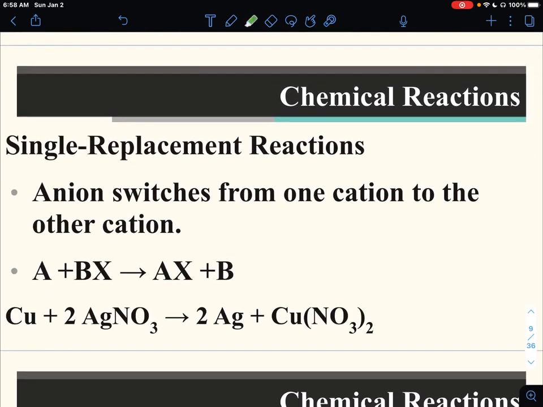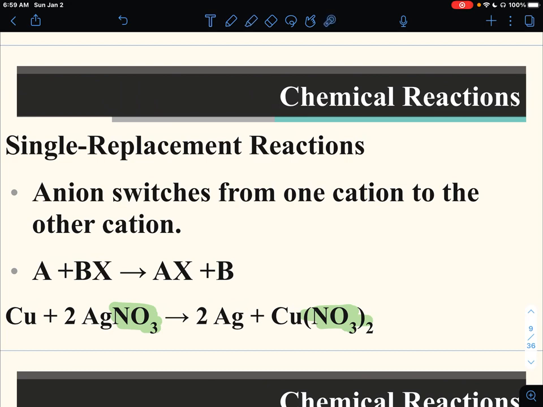Single replacement reactions. What's going to happen is that the anion switches from one cation to the other cation. Our general reaction looks like this, where we still have A and B, but the thing doing the switching, the X, is the anion. It goes from B to A. So this is what one of those would look like, okay? You can see our anion, remember that's just a negative ion, switches. It goes from Ag, it's attached to Ag, and then it is attached to copper.